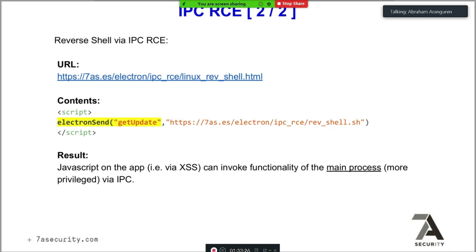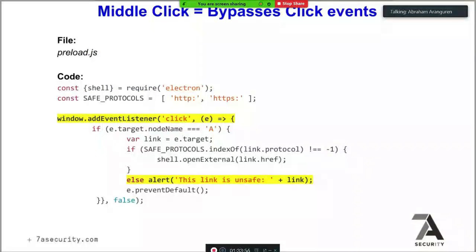So JavaScript on the app using XSS can invoke functionality of the main process, which is more privileged, using IPC. And IPC stands for inter-process communication. So basically sending a message, right? If you're familiar with Android, it is like sending intents from one app to another. It is the same thing, sending a message from the render process to the main process. That is what we are attacking, because usually the functionality that is exposed to the user is going to be on the render process, right?